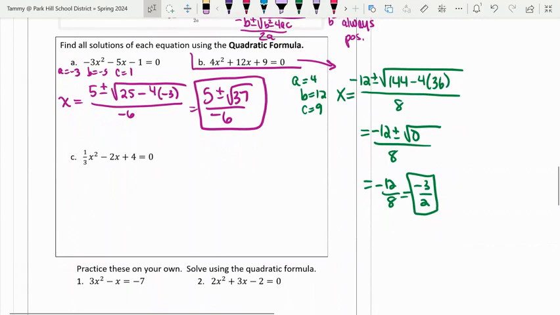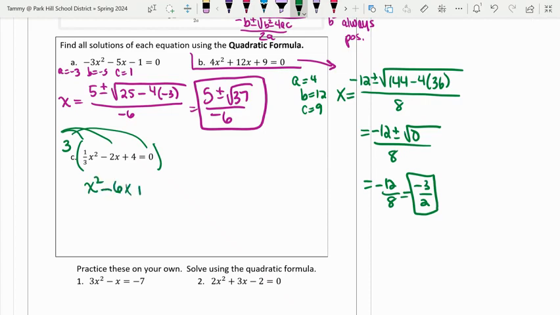All right, letter C. I like to make these a little nicer, since fractions sometimes get confusing. What you can do is multiply everything by 3, the common denominator. When I multiply by 3, 3 times 1/3 gives me x squared, 3 times negative 2 is negative 6x, 3 times 4 is 12, so x squared minus 6x plus 12 equals 0. Then your a is 1, my b is negative 6, and c is 12.